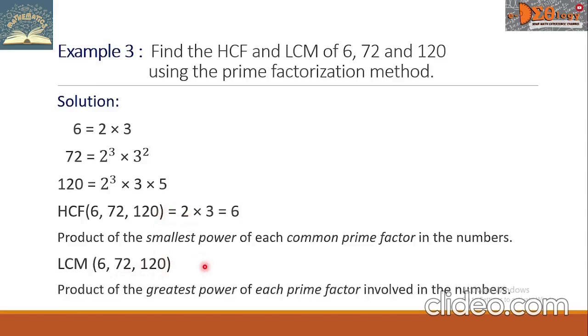Again, we define LCM as the product of the greatest power of each prime factor involved in the numbers. We will copy all the factors in here. We will write as LCM. So we have 2 cubed. This time, we will write the highest or greatest power, times the 3 with power 2, times the factor 5. When we simplify by getting the product, the answer is 360.